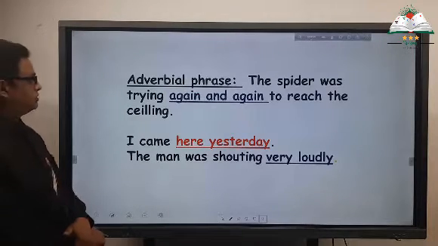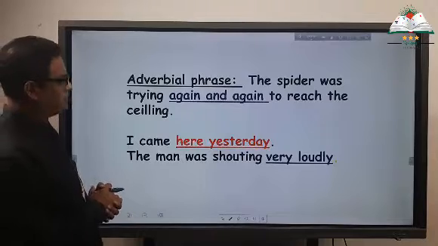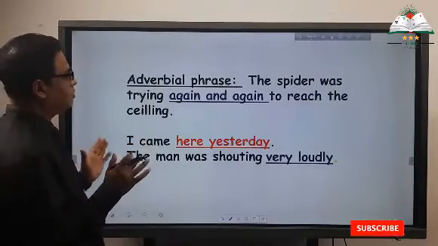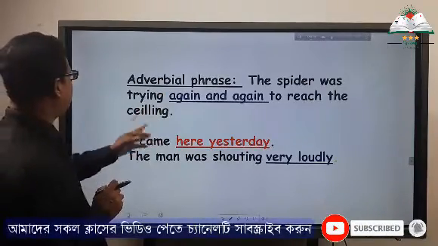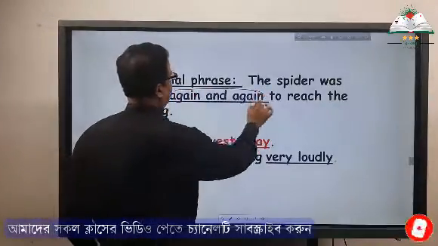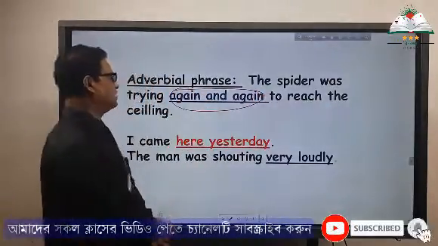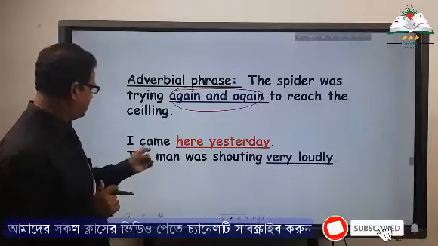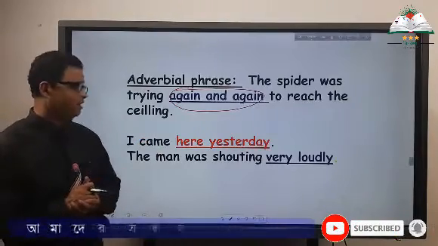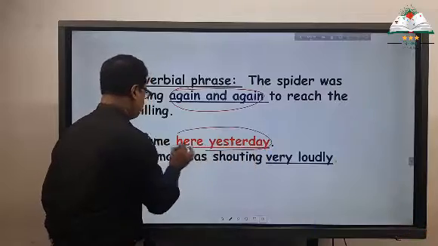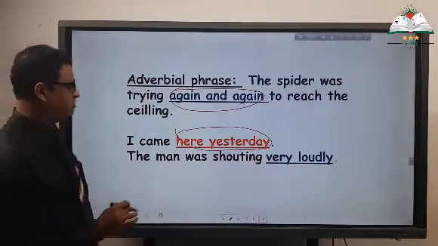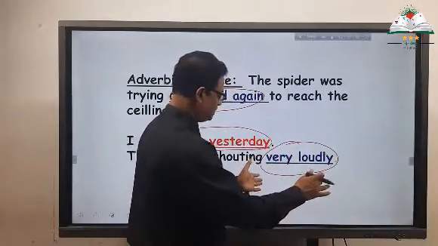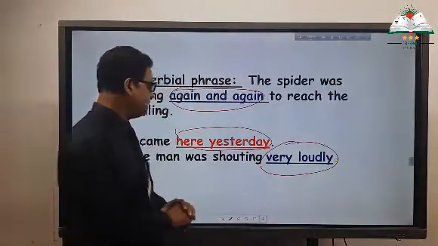Another important thing to note down here is the adverbial phrase. You may also be asked to write an adverbial phrase as a post modifier. What is an example of an adverbial phrase? You see, the spider was trying again and again. Again and again: the two adverbs have been connected with the conjunction and, and it has become an adverbial phrase. See another example: I came here yesterday. So, here yesterday is an adverbial phrase. The man was shouting very loudly. More than a single word is called a phrase. So, here two adverbs have been connected together, and it is working like an adverbial phrase.